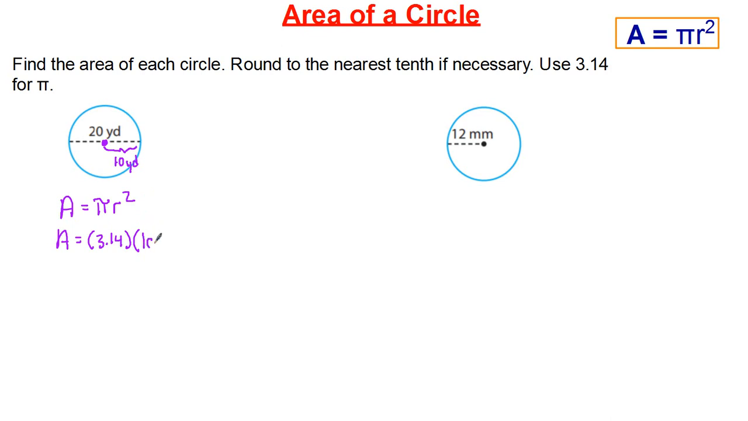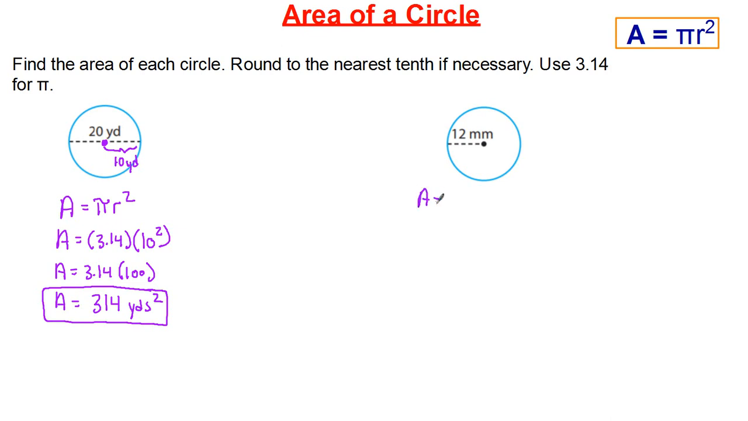So now I'm going to multiply this by 10 squared. So now area is equal to 3.14 multiplied by 100. Okay, 10 times 10 is 100. And then for here, 3.14 multiplied by 100 is going to give us a value of 314. All right? So area is 314 yards squared.